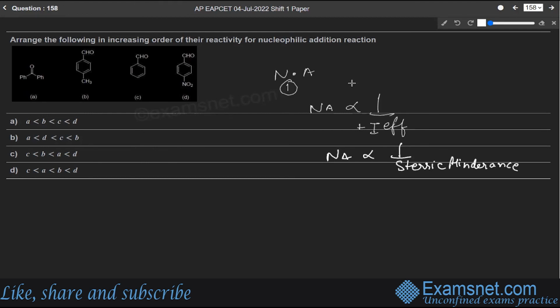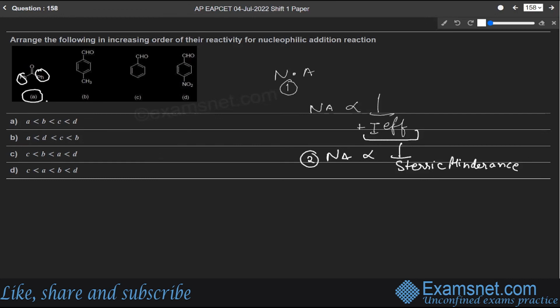So if there is an electron withdrawing group, like a minus I effect, then nucleophilic addition reaction would be more. And if it is a plus I effect, then this would be less. Firstly, let's not go for the A option because there are two phenyl groups present. So it is already very sterically hindered, right? So this would go for the second rule. Let's leave the A option for 1 minute and compare B, C, D.